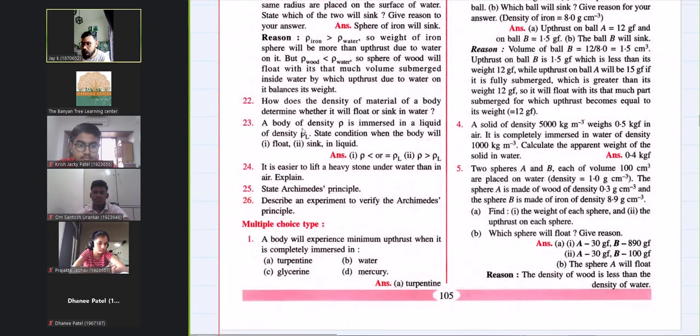For writing, I have given you only selected questions. How does the density of a material of a body determine whether it will float or sink in water? How does the density determine?